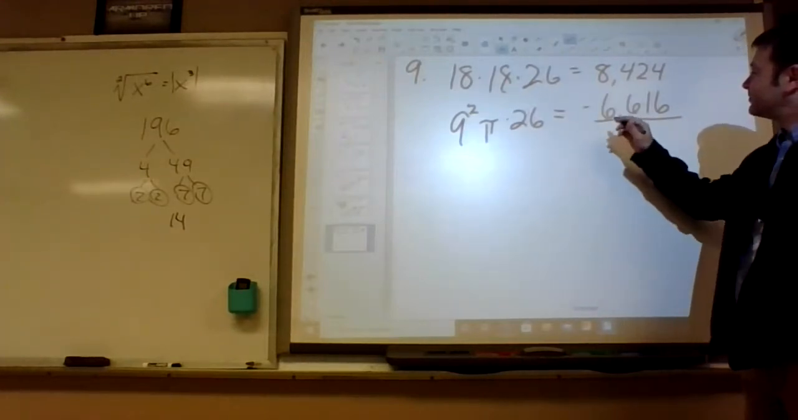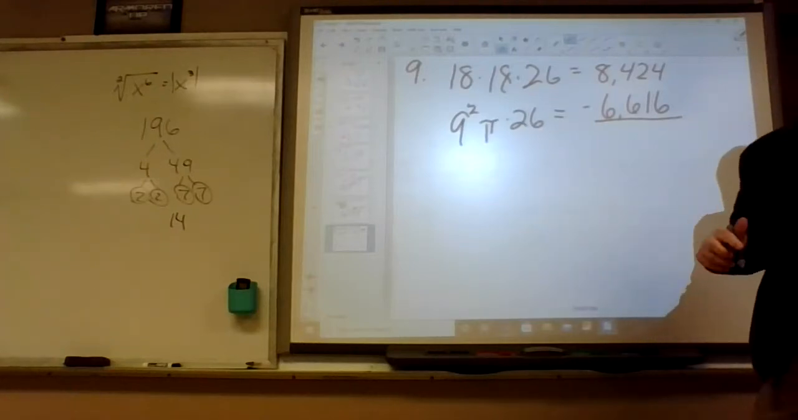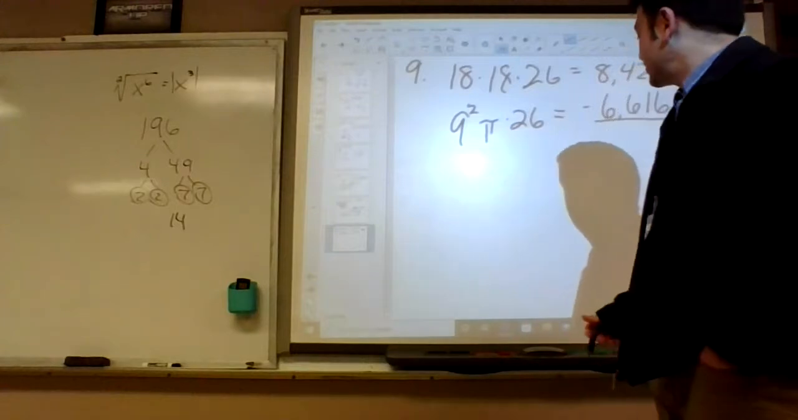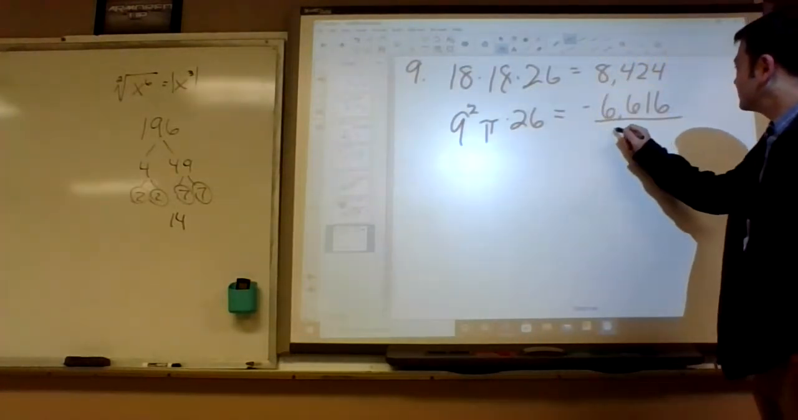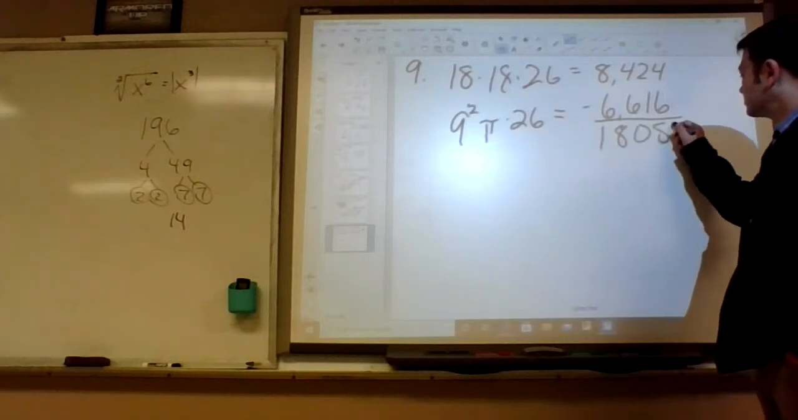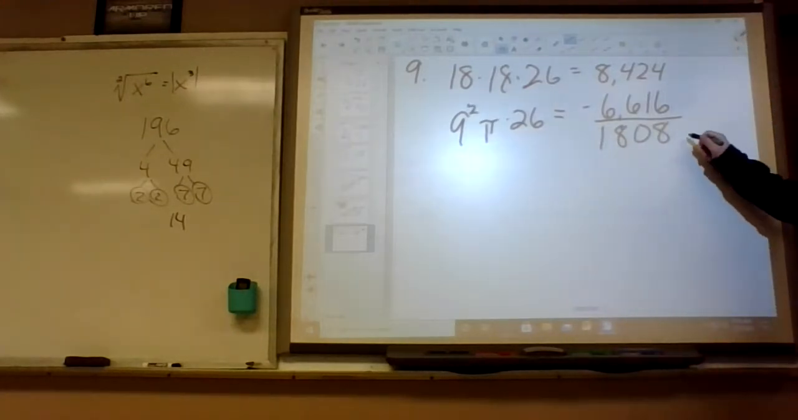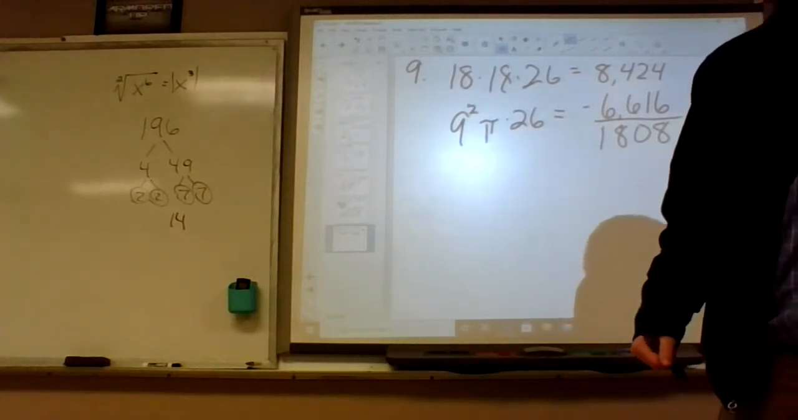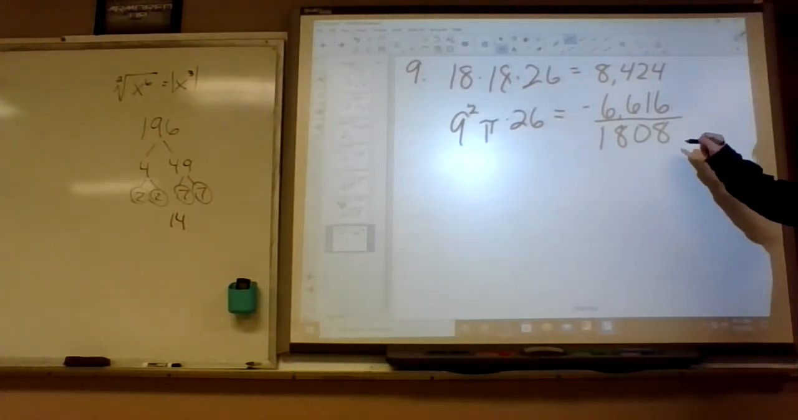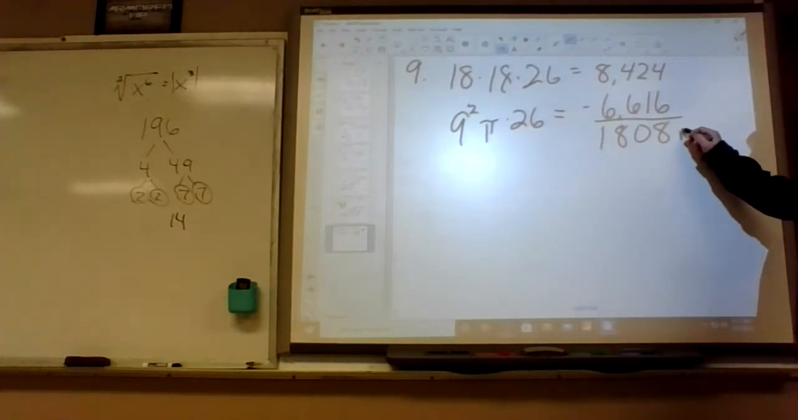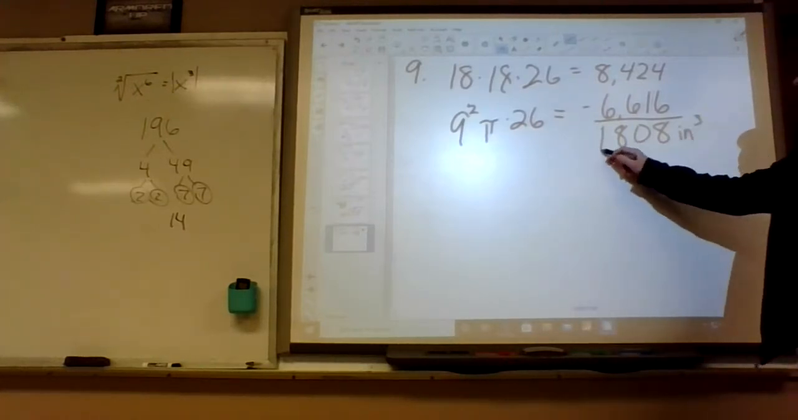Okay. What's the difference between those two? The book says 1808. Is that what you got? I got 1807.8, so yeah. Same thing. How do we label that? 1808. Unit squared. Is it inches? We're talking about inches here.